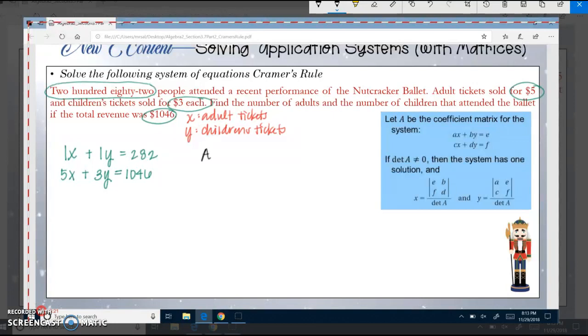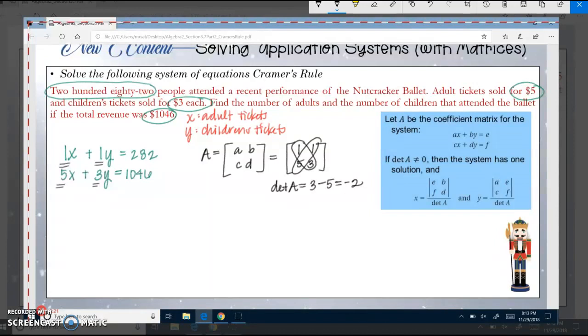So next up, I need A, which is my matrix that involves my coefficients, or A, B, C, and D. In this case, those values are just 1, 1, 5, and 3. So when I set this up, I've got a 1, a 1, a 5, and a 3. So I want to find this determinant because I'll use that in Cramer's rule to then solve for X and Y. So here, A times D is 3 minus B and C together is 5. So this determinant is -2. So then I just have two more matrices to set up in order to solve for X and Y.